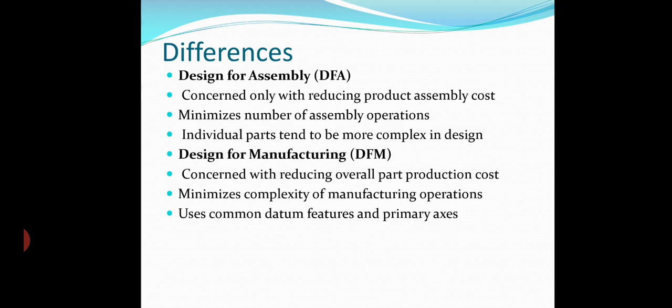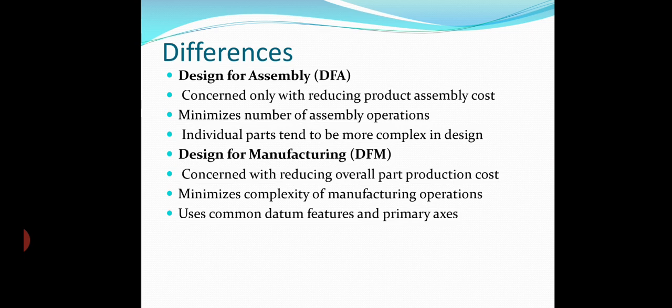Next one, differences. Design for assembly, DFA, is concerned only with reducing product assembly cost. Minimize the number of assembly operations. Individual parts tend to be more complex in design. Design for manufacturing, DFM, is concerned with reducing overall part production cost, minimizing the complexity of manufacturing operations, and uses common datum features and primary axis.